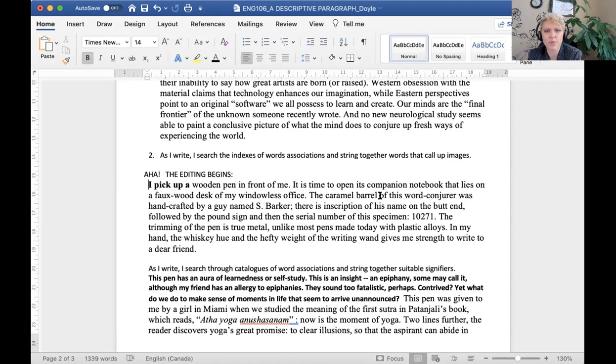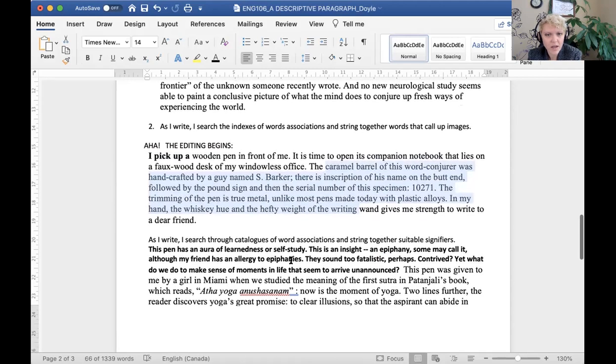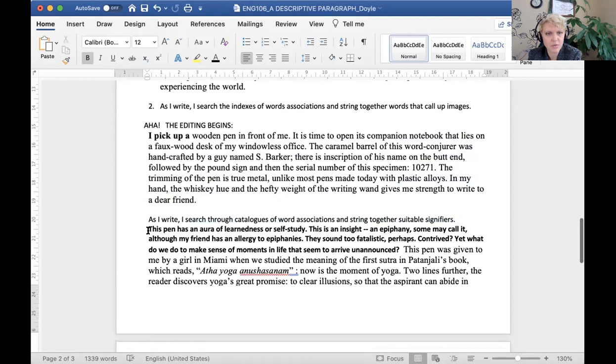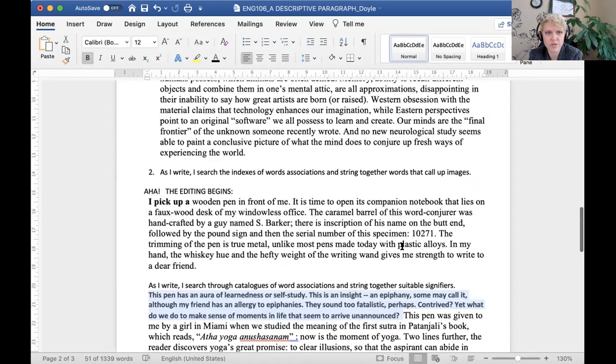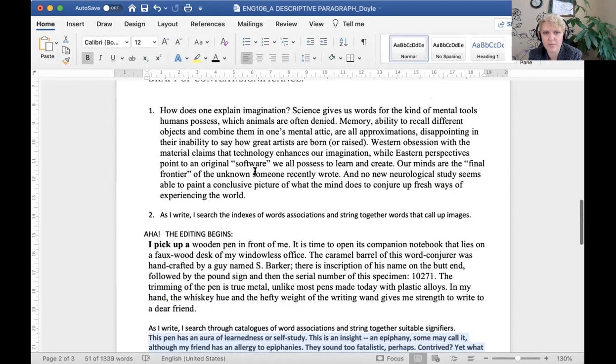It is time to open its companion notebook that lies on a faux wood desk of my windowless office. So I add a friend to the pen. I add a notebook to my desk. And then the rest of it is pretty much the same. But then I develop perhaps a moment that will help me to get into the kind of reflection that I just drafted above about imagination.